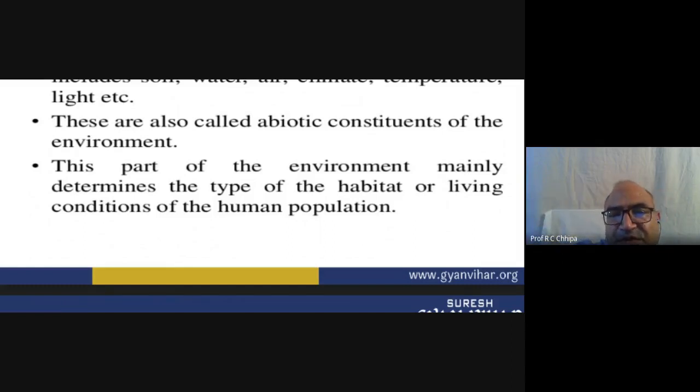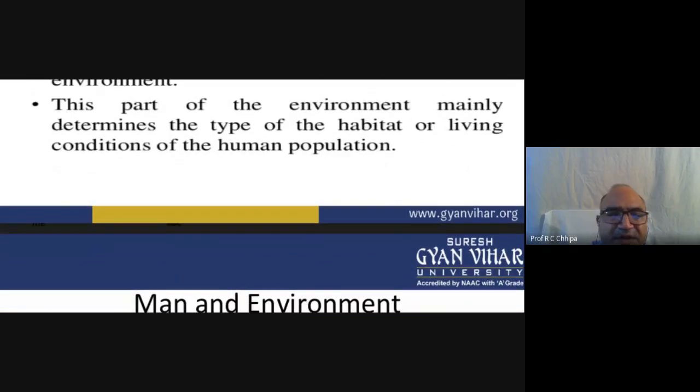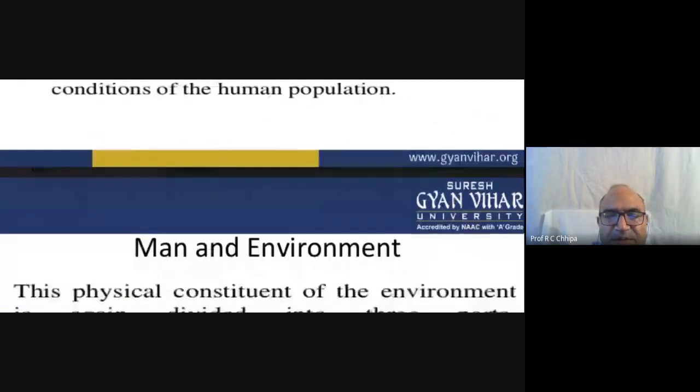These are also called abiotic constituents of the environment, because in this particular case there is no life, so these are part of the abiotic component. This part of the environment mainly determines the type of habitat or living condition of the human population.